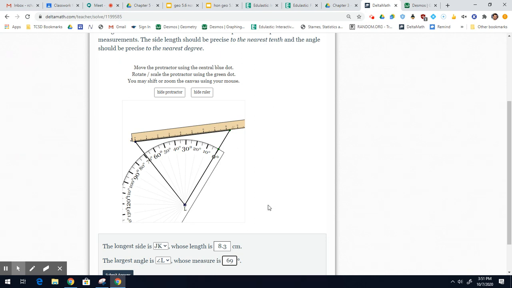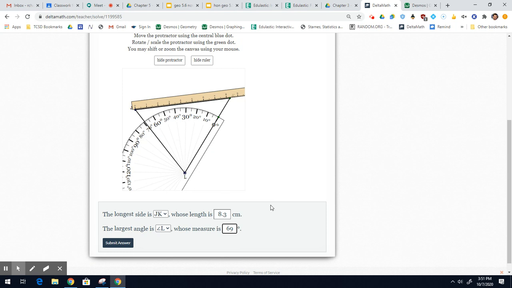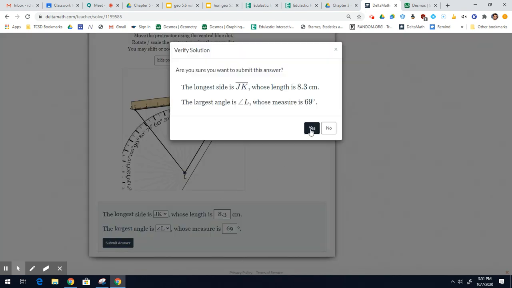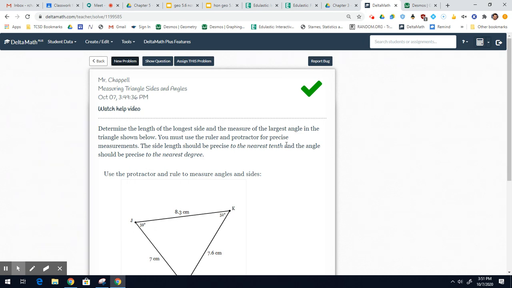That's all you have to do. So don't measure too many things. I would start with the sides and then go to the angle that's the largest because, again, I can use a ruler pretty well. Protractor is a little bit more difficult. Submit that answer, cross our fingers for green, and I got it.